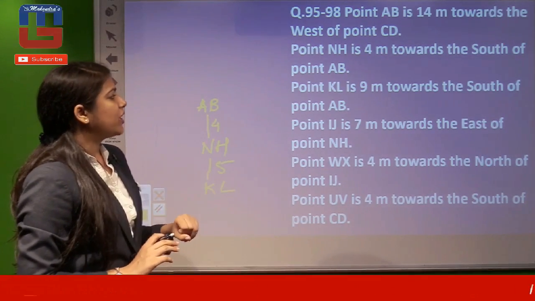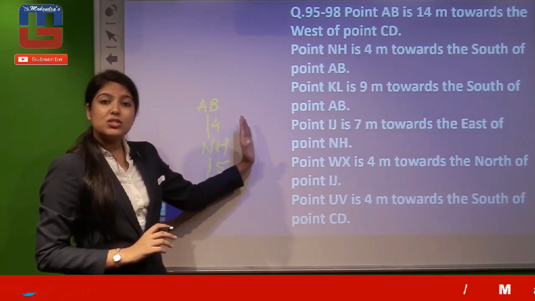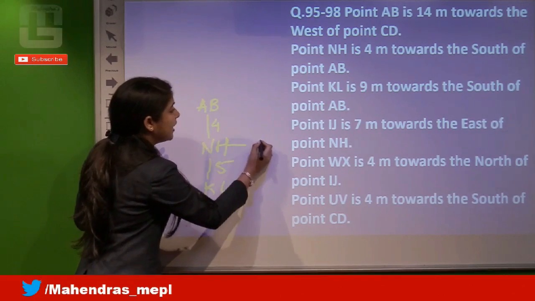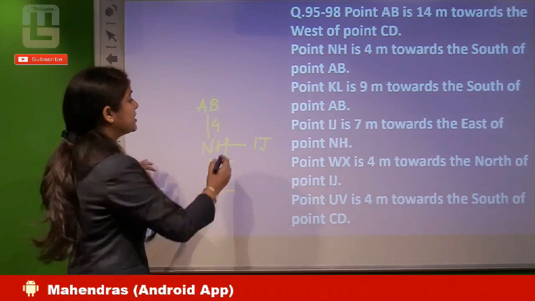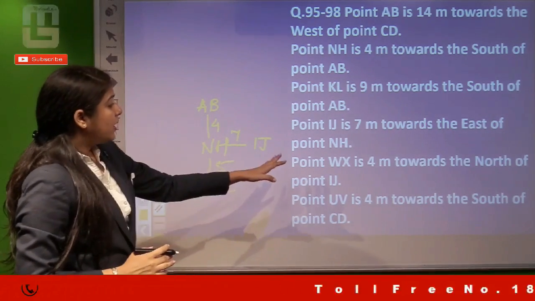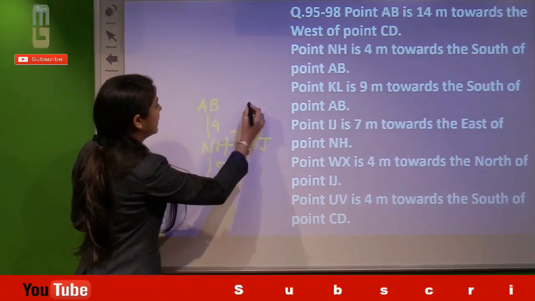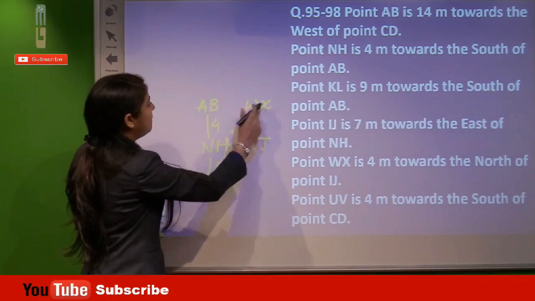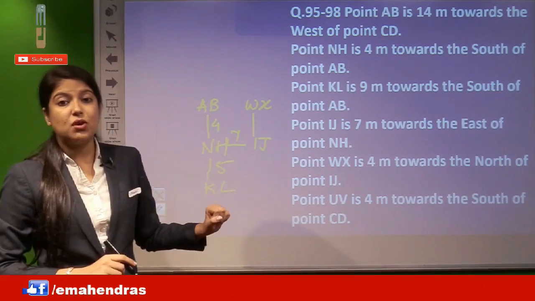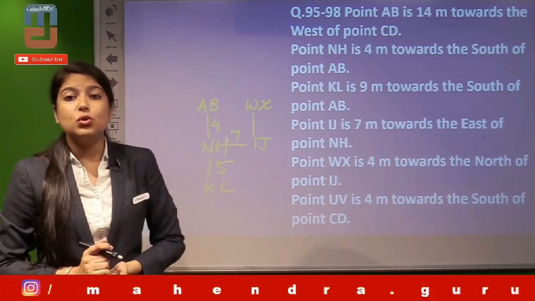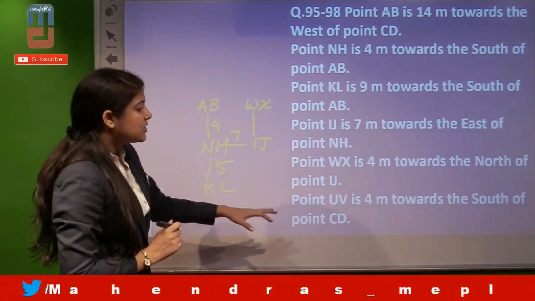The third condition says point IJ is 7 meters to the east of point NH. That means this way, and this would be our point IJ, clear? And this distance is 7 meters. WX is 4 meters towards the north of IJ. North of IJ, 4 meters again, so we can place it here parallel to AB. Next condition, point UV is 4 meters towards the south of point CD. That means UV is 4 meters south of CD.